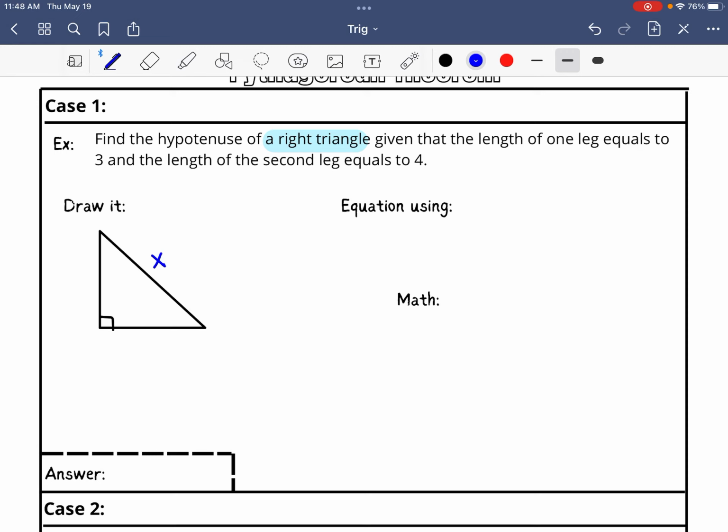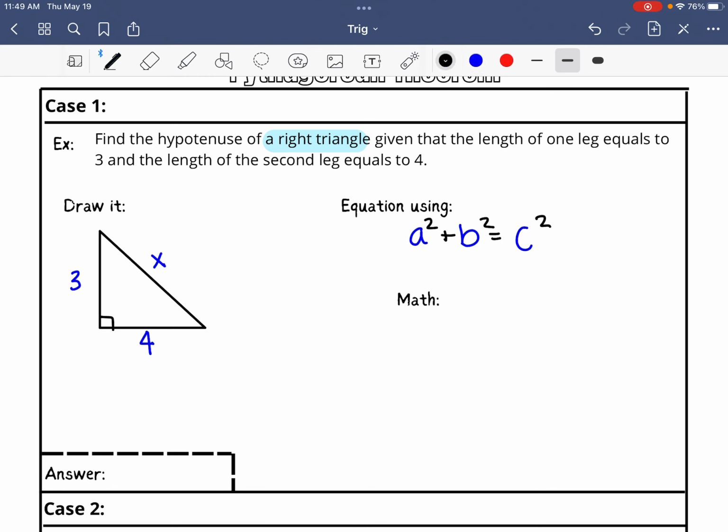Given that the length of one leg equals 3. Now again, the legs can be used interchangeably. So you can write 3 right here, or you can put it at the bottom. It doesn't matter. And the length of the second leg is 4. So I have 4 here. So again, since I have a right triangle and I'm given two sides, I can use Pythagorean's theorem. So remember, it is A squared plus B squared equals C squared.